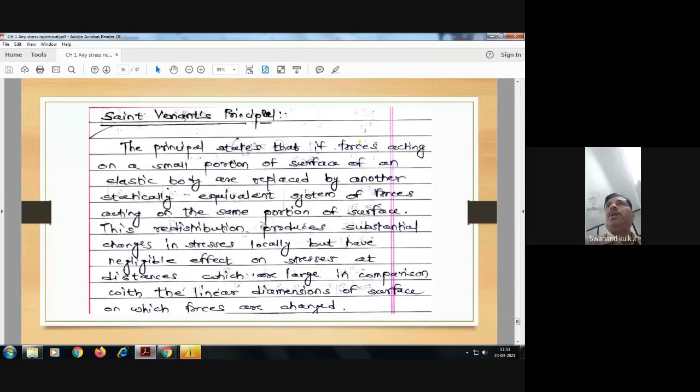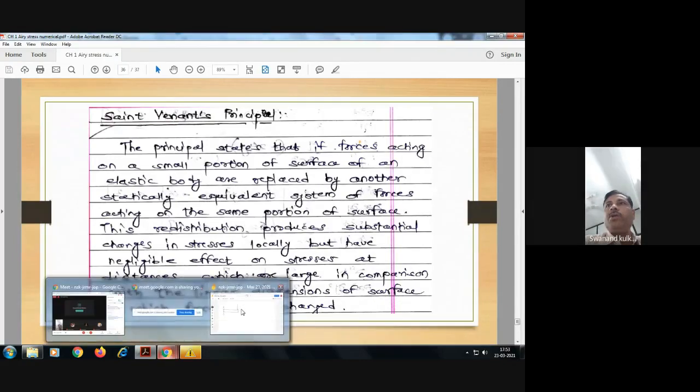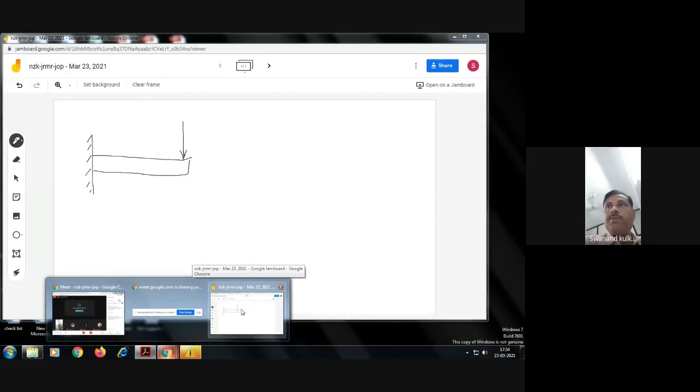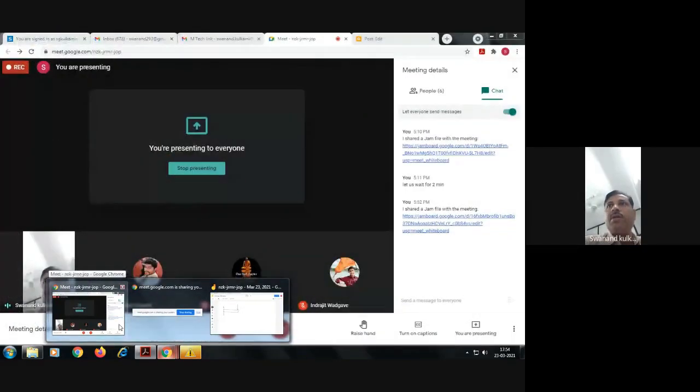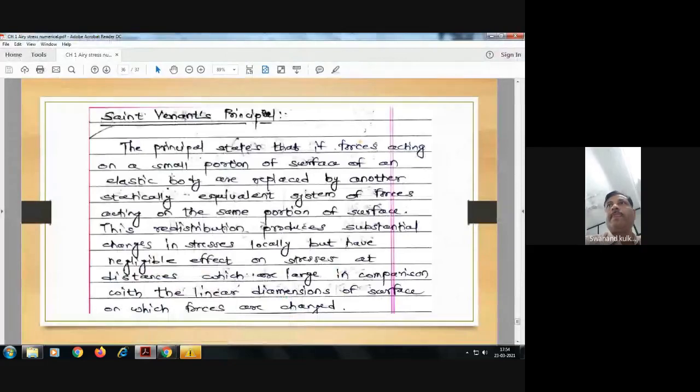Now see, with reference to Saint Venant's principle, keep this figure in front of you, and let us come to this part of Saint Venant's principle. One by one, we will try to understand it. The principle states that if forces acting on a small portion of the surface of an elastic body are replaced by another statically equivalent system of forces.